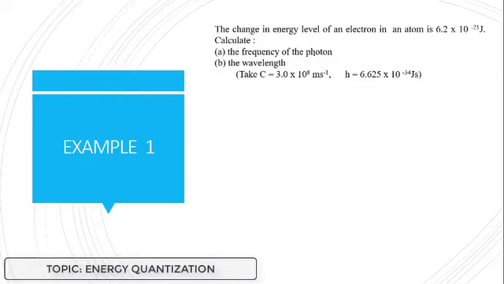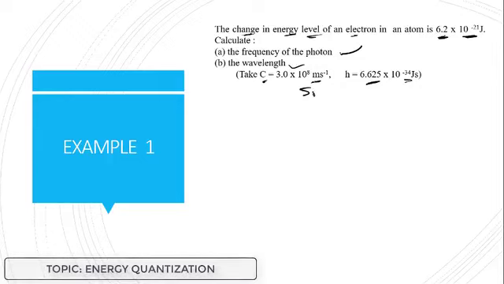Now let's look at this question. It says the change in energy level of an electron in an atom is 6.2 times 10 raised to the power minus 21 joules. So we're asked to calculate the frequency of the photon and the wavelength itself, and we're asked to take velocity or speed of light as 3.0 times 10 raised to the power 8 meters per second and Planck's constant as 6.625 times 10 raised to the power minus 34 joule seconds.